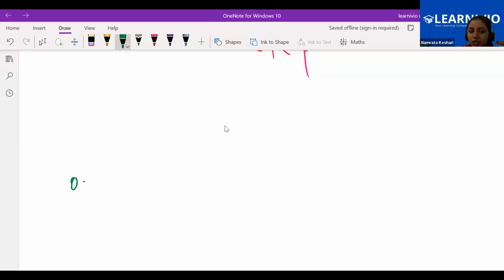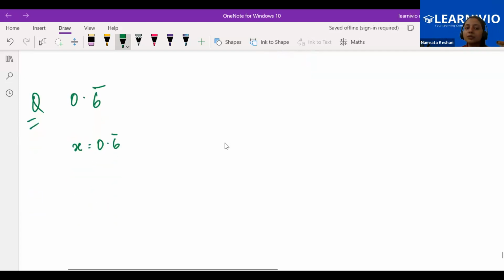So if you are having 0.6 bar, first thing first, you are going to take x equals to 0.6 bar. Now what you will do, how many digits are repeating itself, that you have to check over here. Sarah and Ayan, can you tell me how many digits are repeating itself over here? A number 6 is there, which again and again will keep on coming, right? So one digit is there, that is 6. That will repeat itself, right?